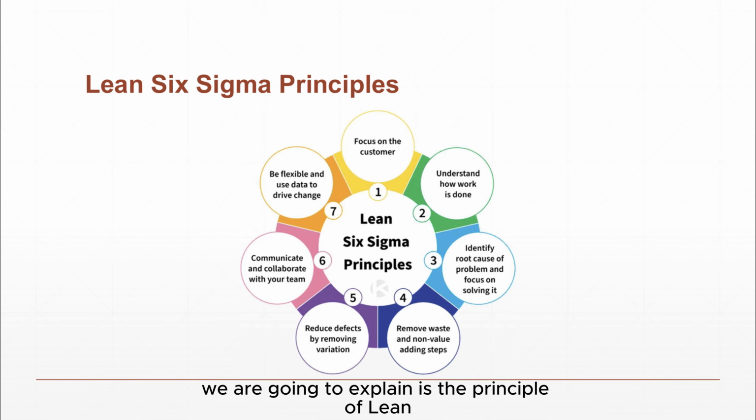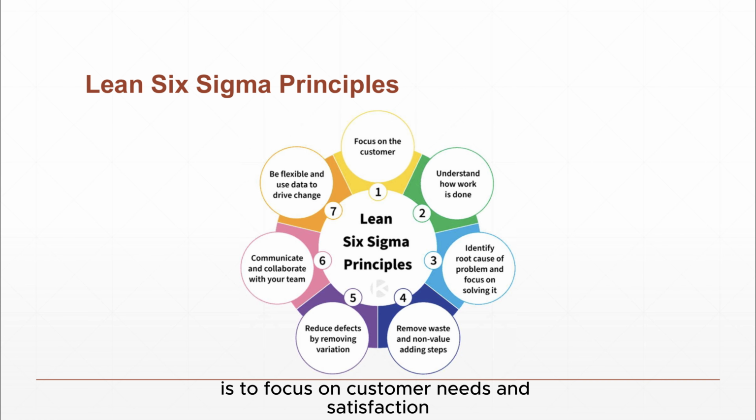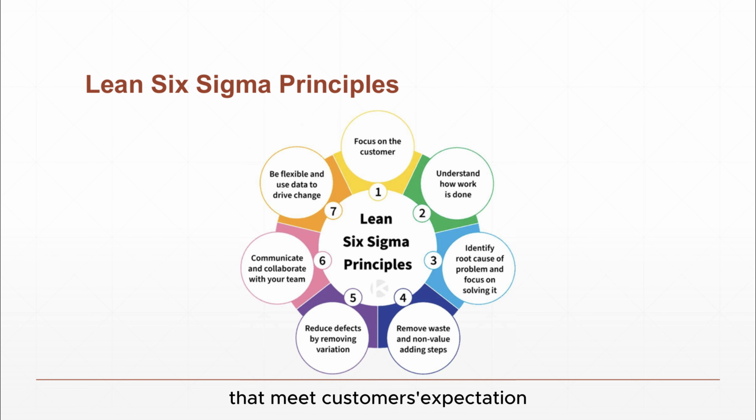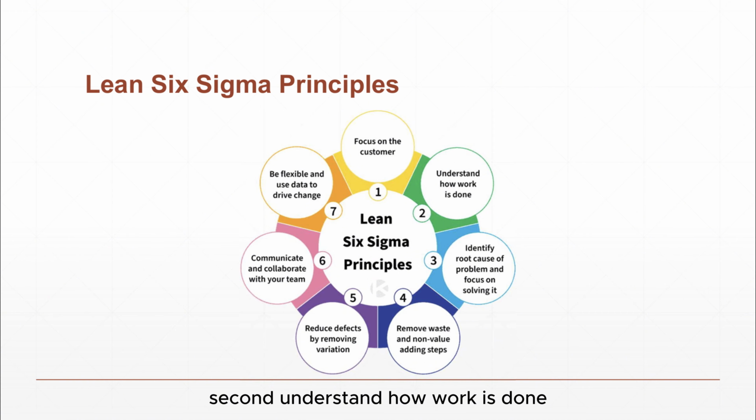The next topic we are going to explain is the principles of Lean Six Sigma. Focus on the customer. The first principle is to focus on customer needs and satisfaction. In manufacturing, this means producing products that meet customers' expectations in terms of quality, cost, and delivery time. Example, a car manufacturing company ensures that vehicles are safe, fuel efficient, and delivered on time because customers expect reliability and performance.